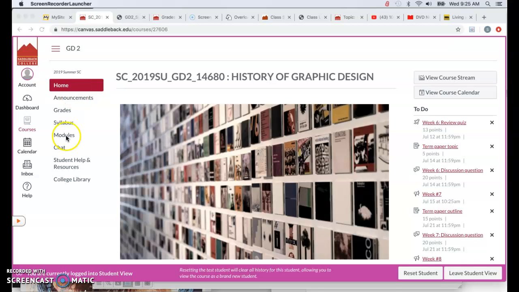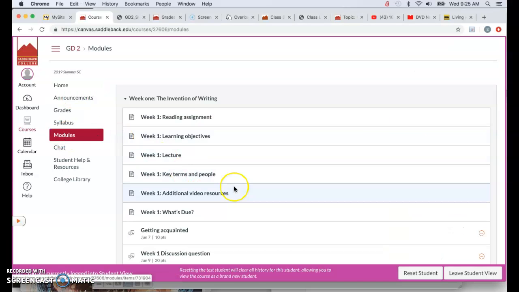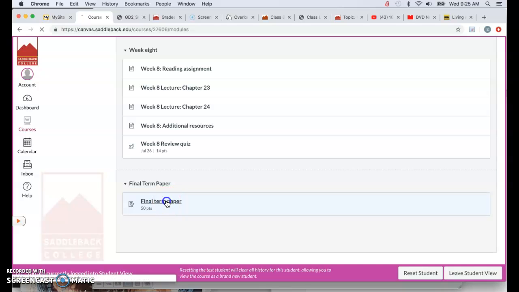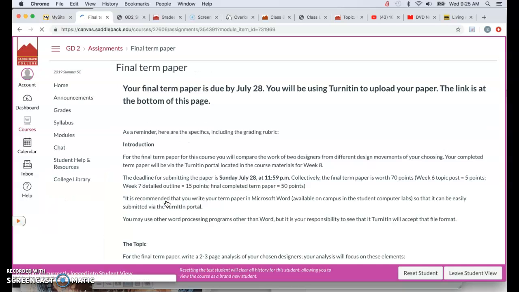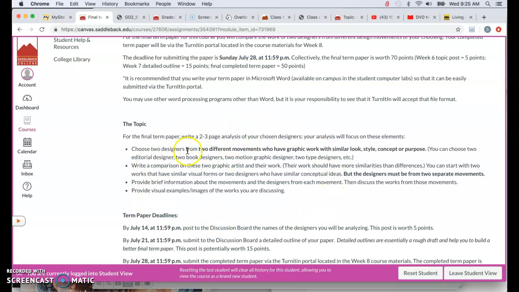So I am in Canvas and Student View, so it should look very similar to yours. If I go to Modules, go all the way down here to Final Term Paper. You can see here's the introduction and here's the topic. Please read this over very, very carefully before you submit that. And as I mentioned in this week's announcement, please apply logic to that.